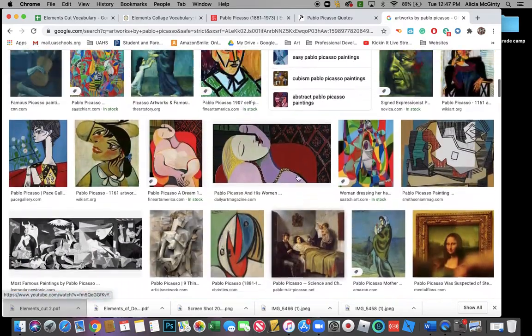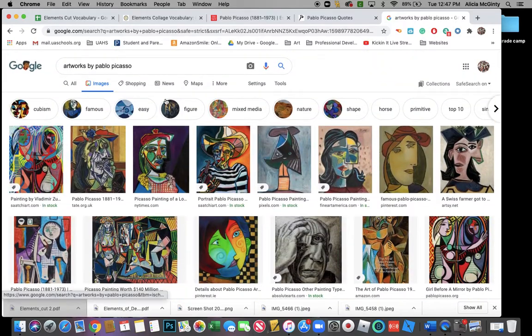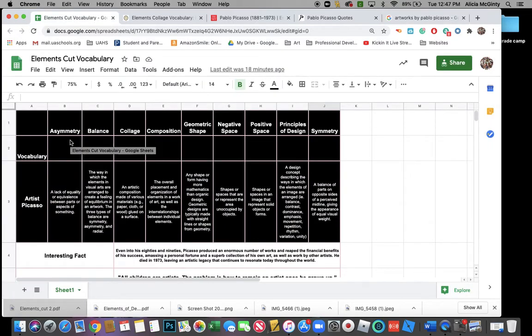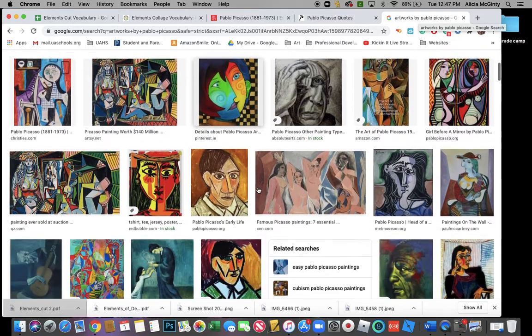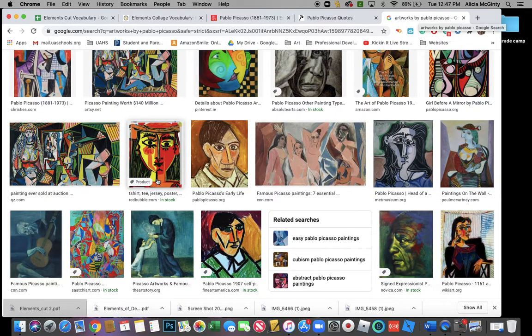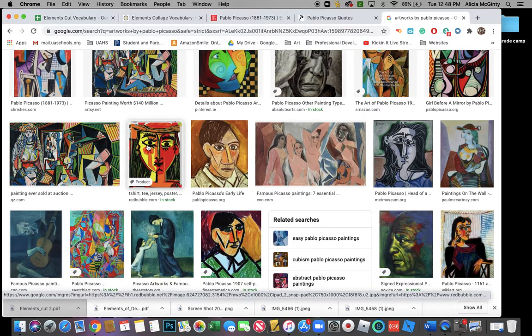I just looked it up on the internet and I typed in the words artwork by Pablo Picasso. Now I'm going to find artwork that fits in each of these terms. So the first one is asymmetry, which is a lack of equality or equivalence between parts of an aspect or something. So we're looking at artwork. I'm going to go back here and I'm going to look for a piece that is asymmetrical. So this one would not work. It's very symmetrical. If I cut it in half, it's the same on one side as it is the other.